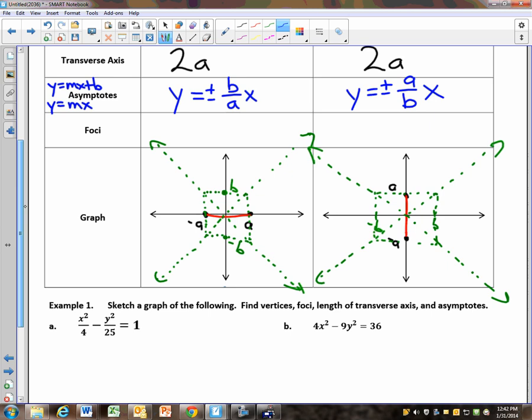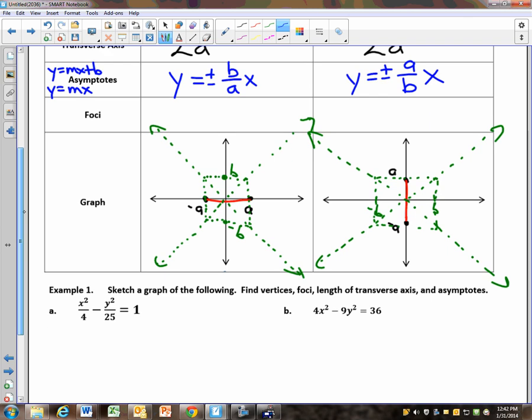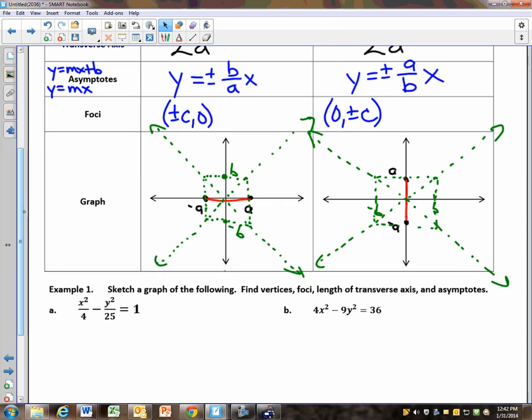And finally, the foci. The foci sit c units from the center. So plus or minus c, 0, and 0, plus or minus c. So that might be one focus point. That might be another one.